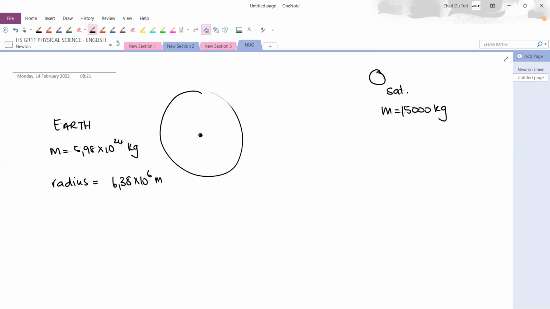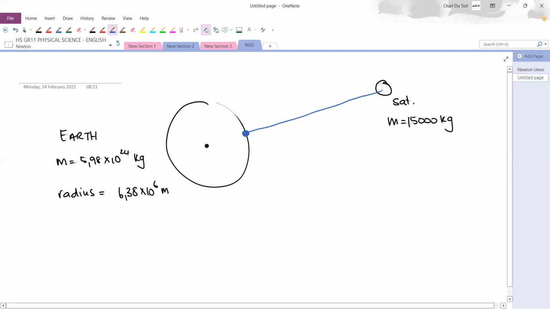Okay. Now, let's assume, I'm going to try and make this difficult. Let's assume the distance from the Earth's surface is what? 5,000 kilometers.